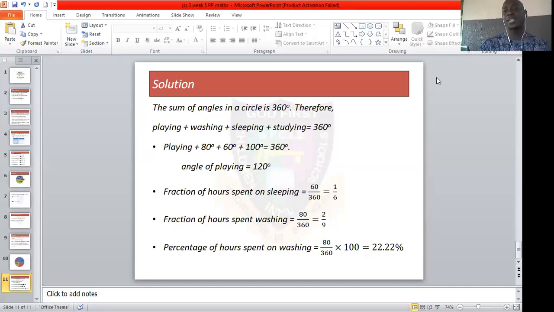This is all we have to do on this week's topic on pie charts: how to represent data in a pie chart, and how to extract information from a pie chart. I believe with this explanation and the notes given online, you understand how to solve problems or how to present information on a pie chart.